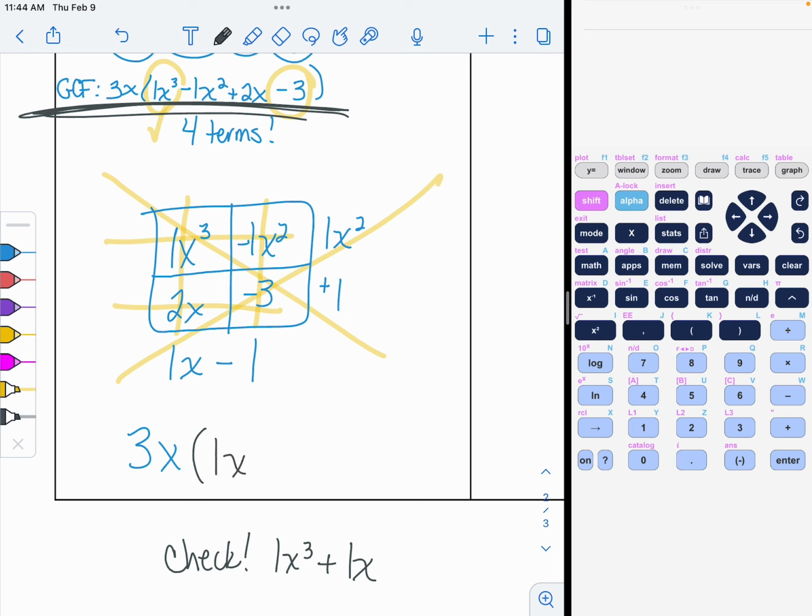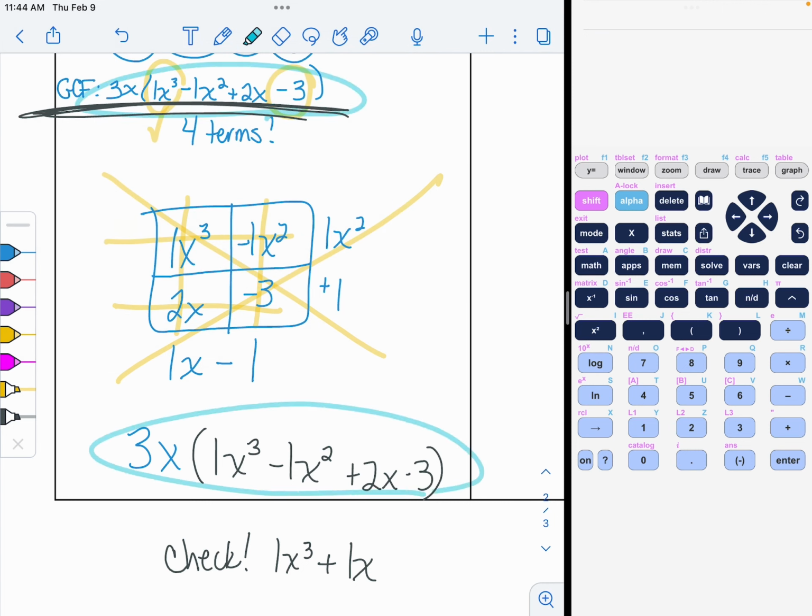So notice I'm just writing that, I'll point to it because you can't see where I'm pointing. So this, because the box did not help us properly get the factors, that is the final factored form itself because the box did not properly help us break it apart. In other words, that polynomial was prime after I took my GCF out.